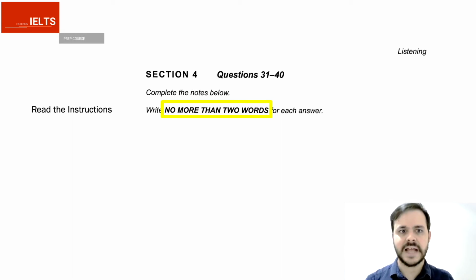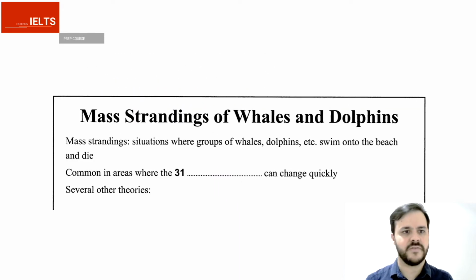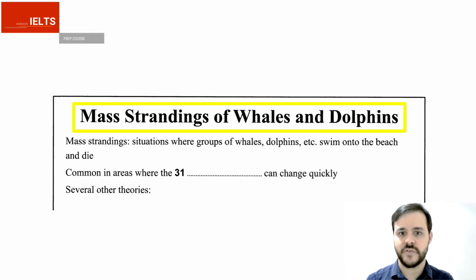Let's have a look at the beginning of the text. So, the title of this recording is Mass Strandings of Whales and Dolphins. You may struggle a little bit in this beginning because of vocabulary. Maybe mass strandings is not familiar to you. But ignore this, ignore what you don't know and focus on what you know. You probably know that whales and dolphins are sea creatures. Let's continue reading and try to understand what it's about.